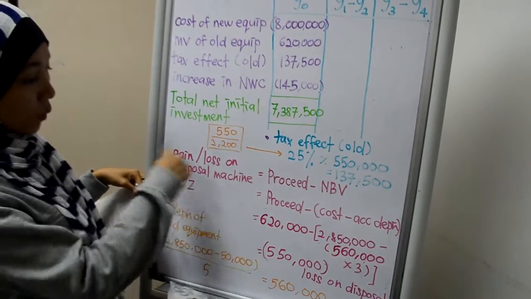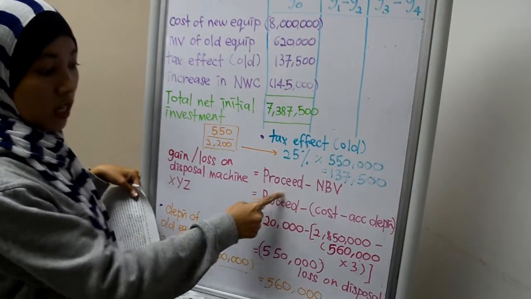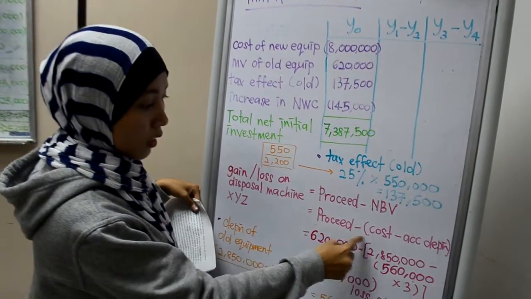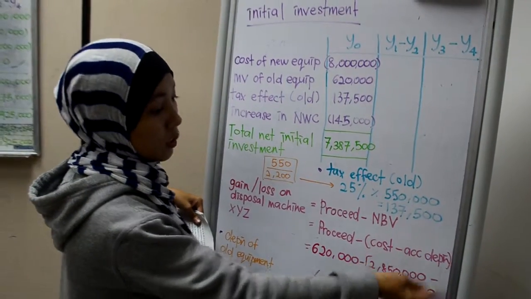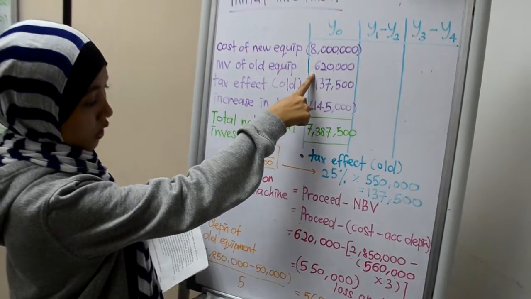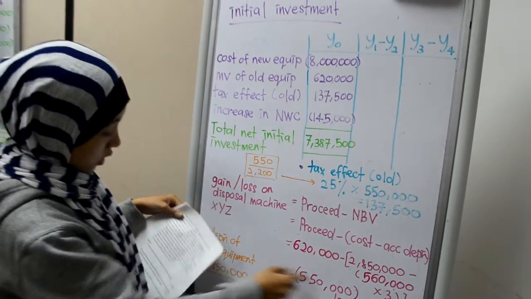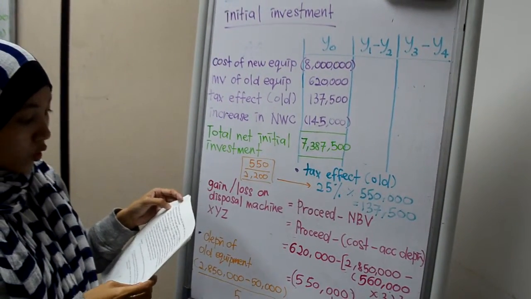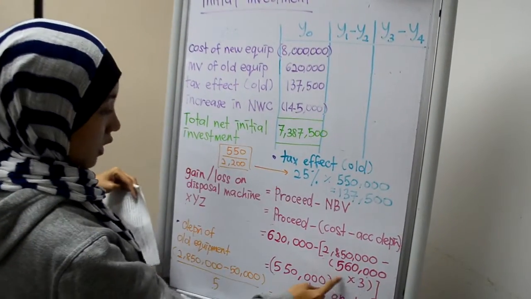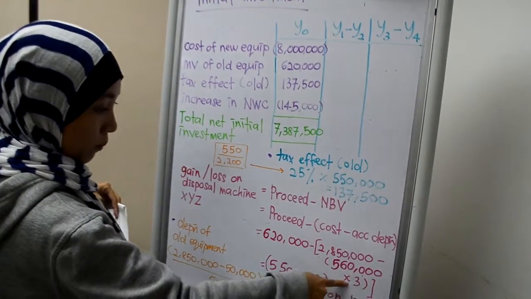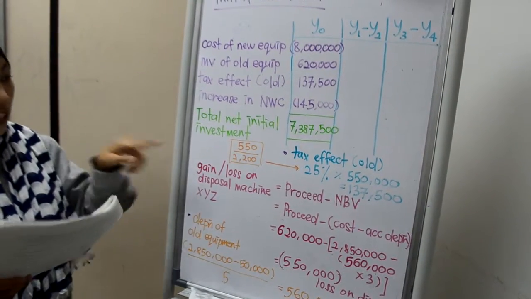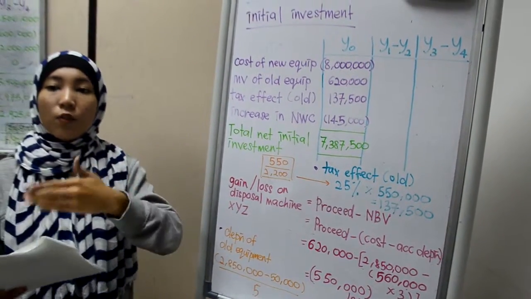Okay, so the formula is proceed minus MBV. Proceed is what you can sell. What the amount that you can sell. And then you minus with cost minus accumulated depreciation. So proceed, as what I mentioned, is you can directly get from the question, 620,000. And then the cost also stated in information number 3, 2,850,000. And then minus 560,000. Okay, accumulated depreciation, this one you have to times by 3. Why times by 3? Is because the old machine has been purchased for the last 3 years.